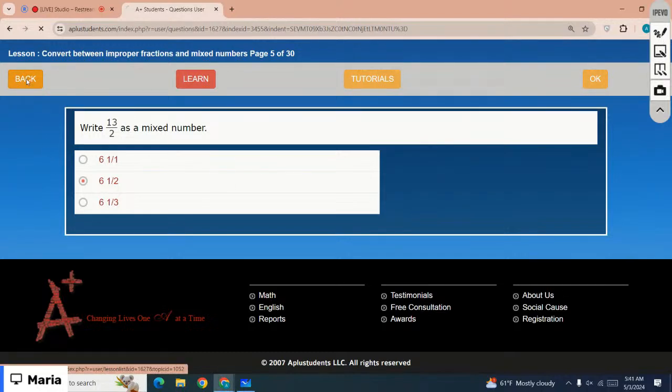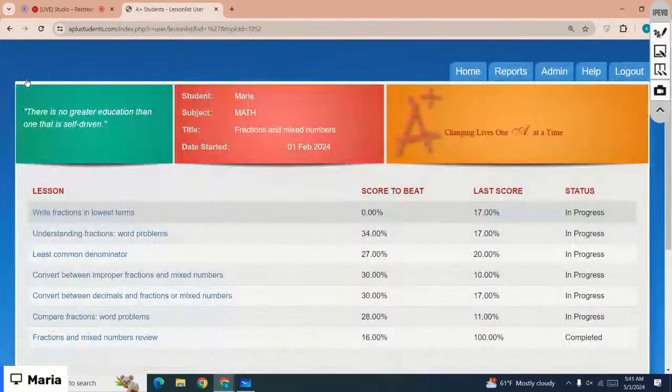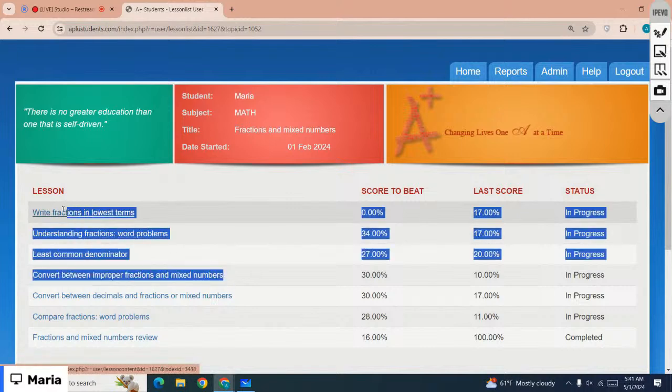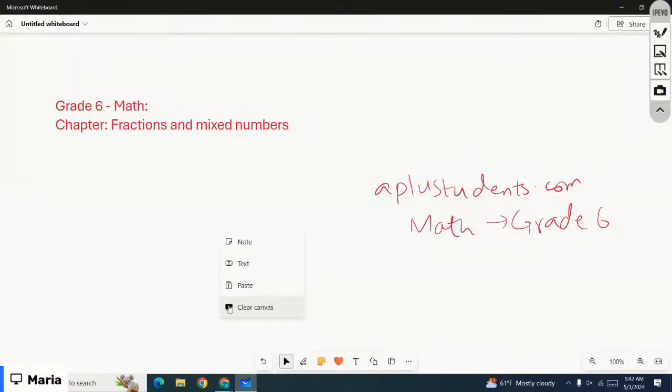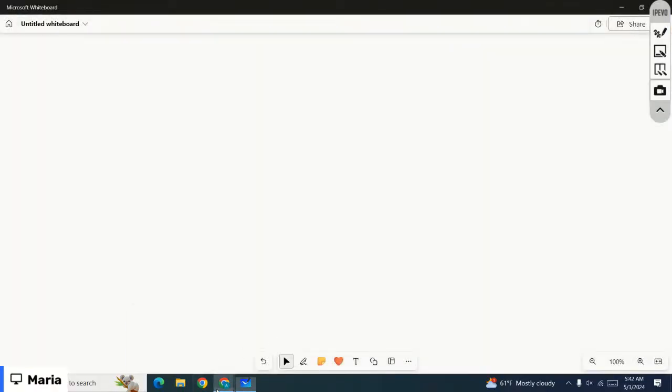Okay, you can complete the lesson by yourself later today. So, we were working on grade 6 math. The chapter we were working on is fractions and mixed numbers. The lessons we have covered today are write fractions in lowest terms, understanding fractions, word problems, least common denominators, and convert between improper fractions and mixed numbers, right? So please make sure before the next session you complete all the practice questions for the lessons we did today. That is your homework until the next session, right?